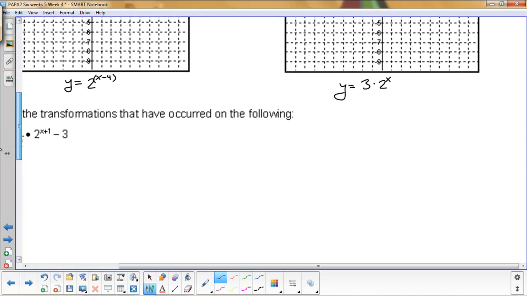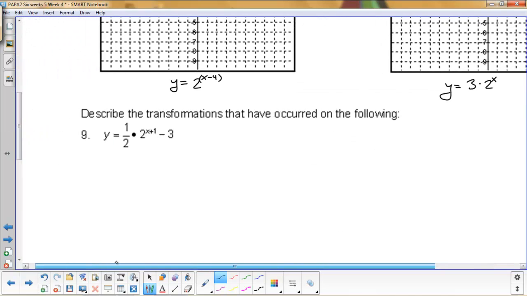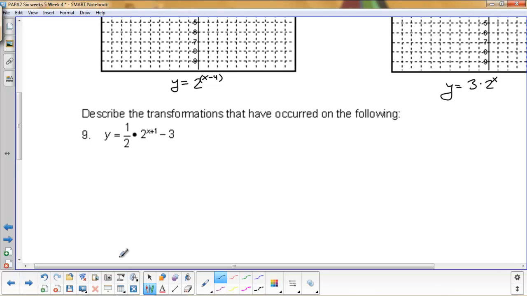All right, now we're going to look at it from a different point of view, and what we'll do here is we'll describe the transformations which occur. Take them one at a time. -3, down 3. +1, left 1. 1/2, that's your compression. That's a vertical compression by a factor of 2.